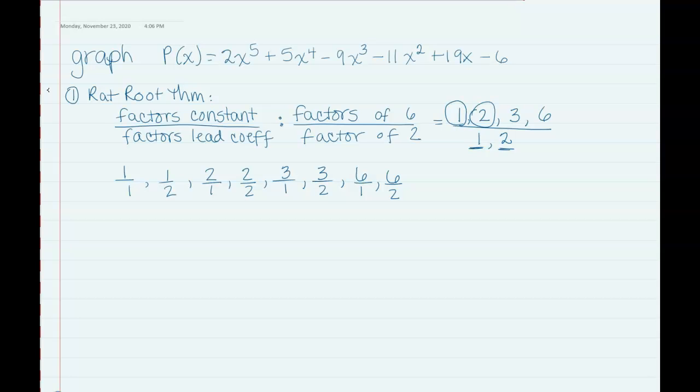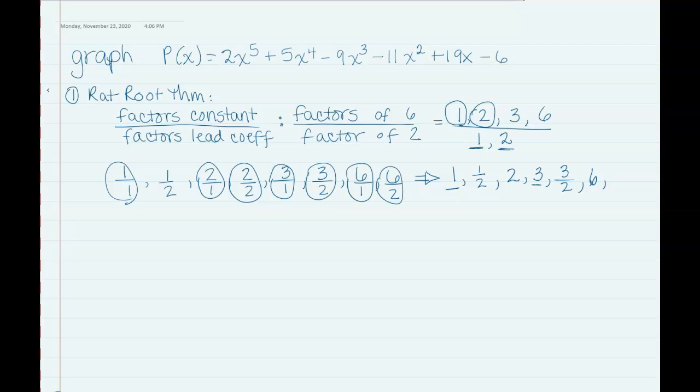And now I'm going to reduce them. So all of these become 1, because 1 over 1 is 1. I also have 1/2. 2, because 2 over 1 is 2. And notice 2 over 2 is also 1 again. So I'm going to put a line underneath the 1 to show that that happened more than one time. The next one is 3. Then I have 3 over 2. Then I have 6. And then I have 6 over 2, which is 3, which we already have. So I underlined it as well to show that that number occurred twice.